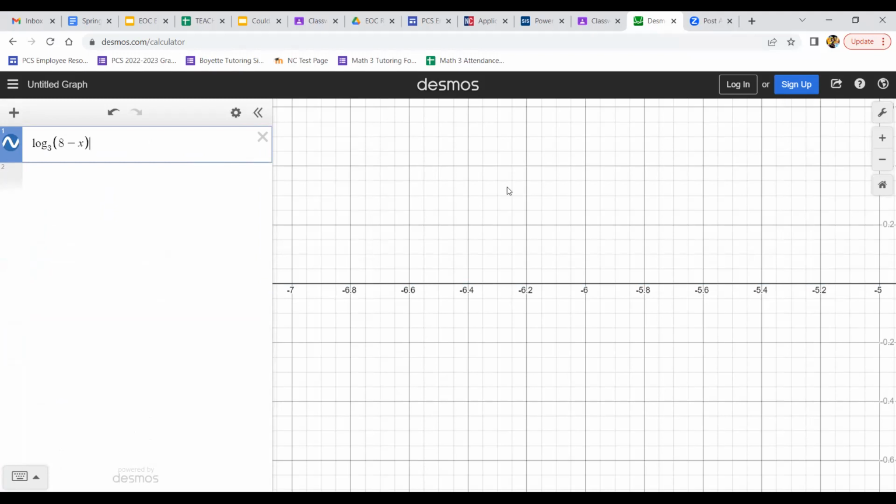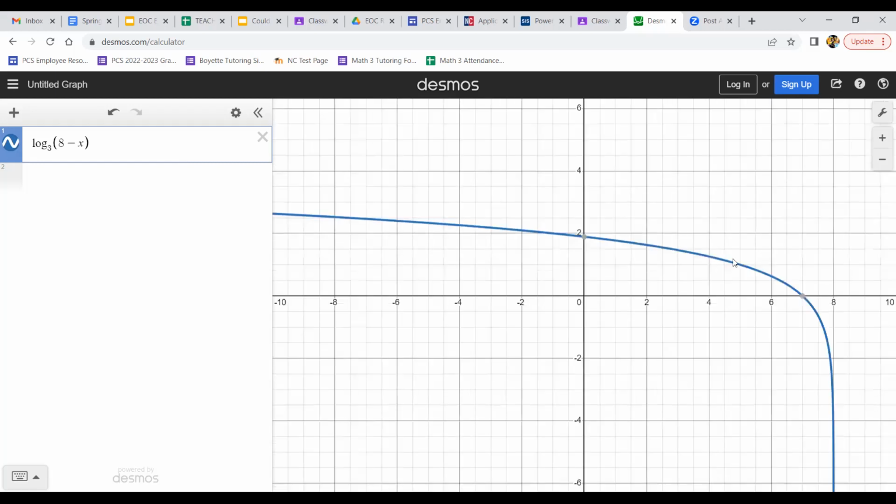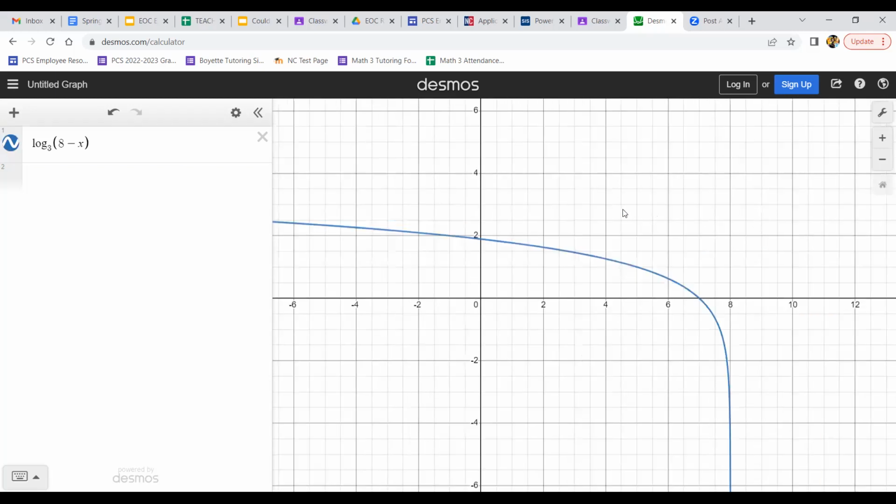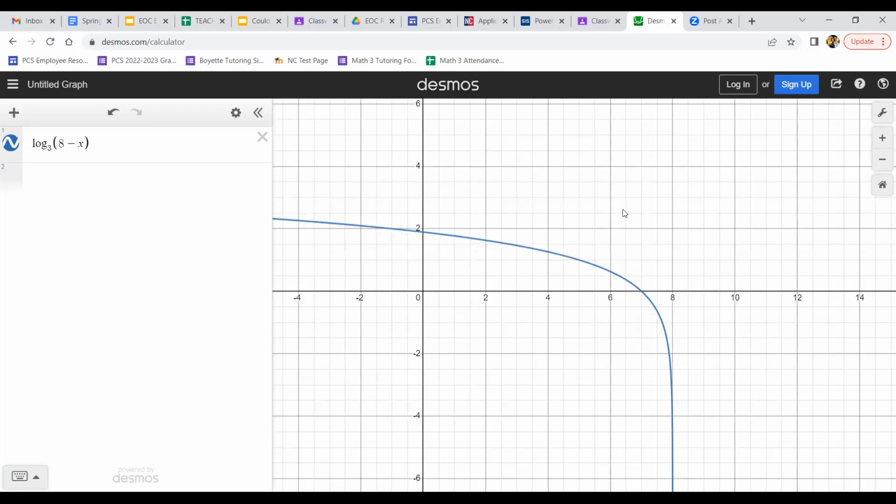Okay. And I can't see anything right now because I was so zoomed in. So I'm going to hit the home button to go back to normal. Okay. So based on my answers, does it look like my x's are greater than 8 or less than 8? Less than 8. We agree with that. Now we have to decide if we're less than or equal to 8, or if we're just less than 8.